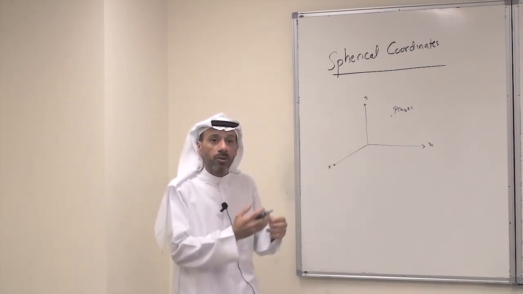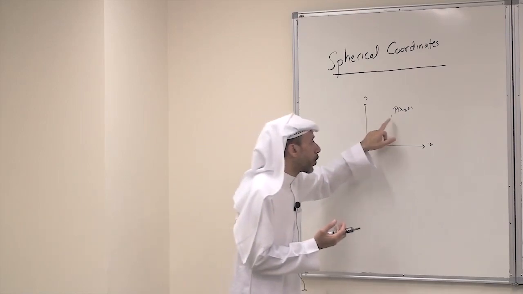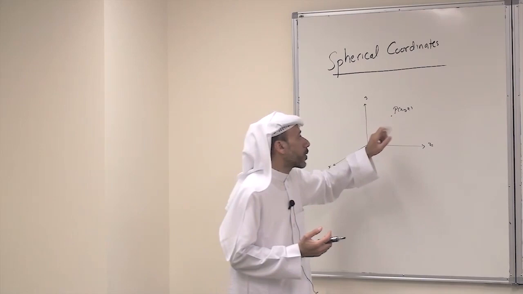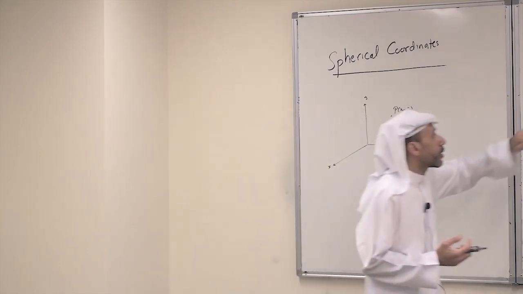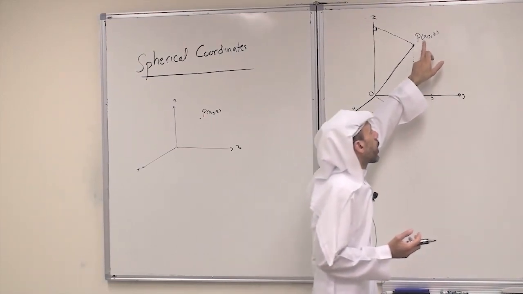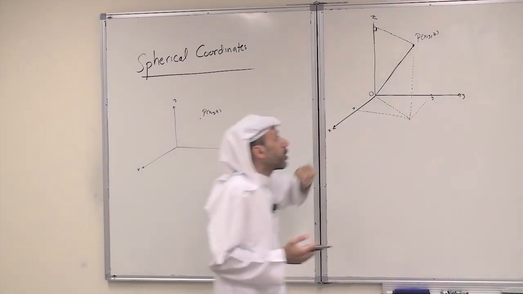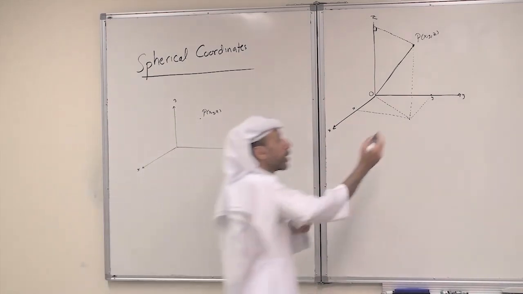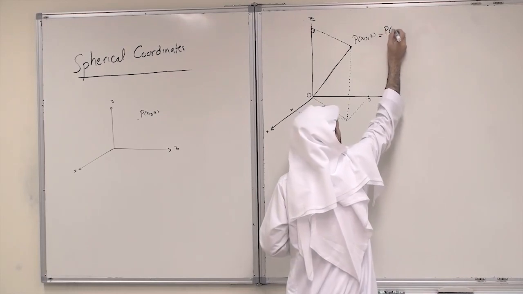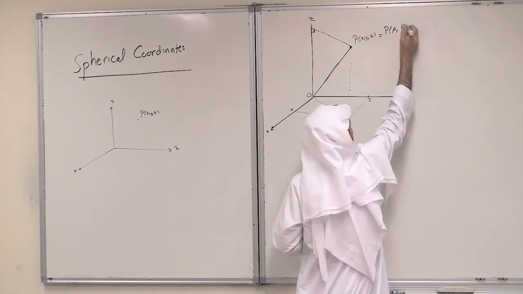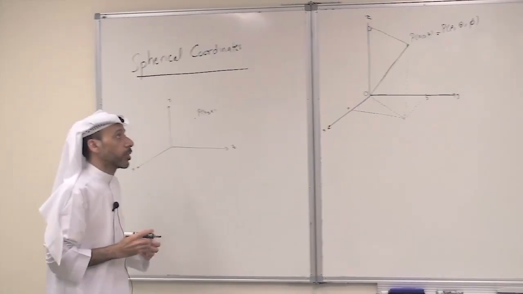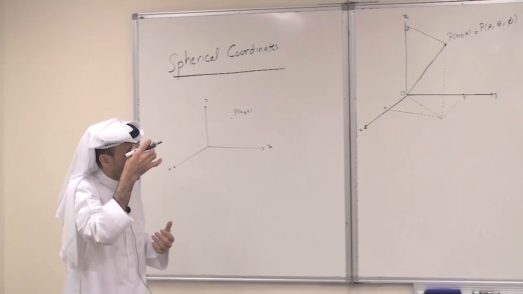So what are the spherical coordinates that can be used to represent a point in space? If we take just any arbitrary point P, x, y, z, the rectangular coordinates are x, y, and z. We can represent this point also by three other numbers, and these numbers are called rho, theta, and phi. Three new numbers. What are these three new numbers?